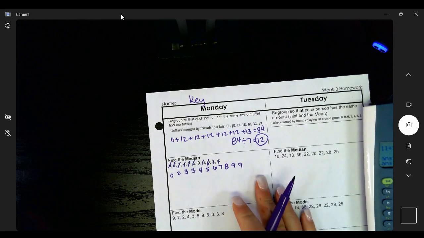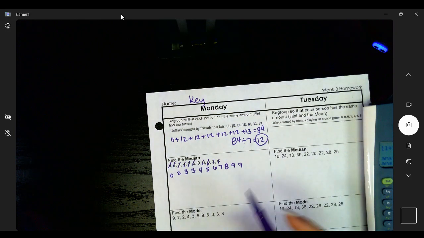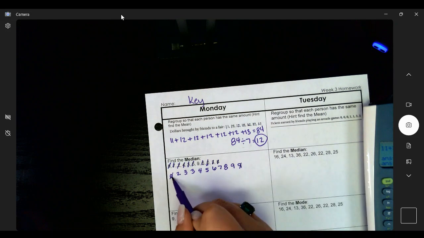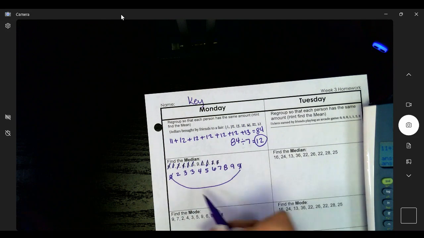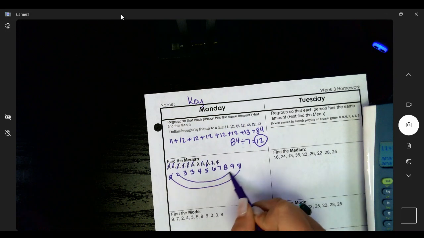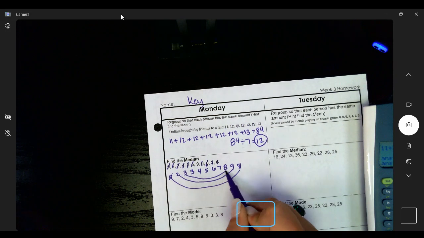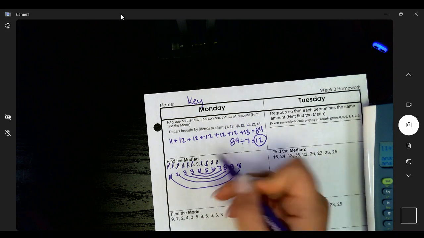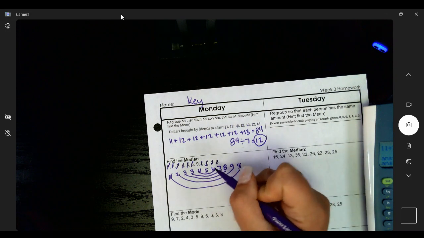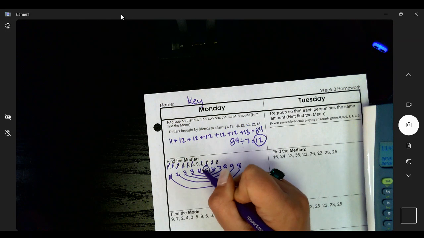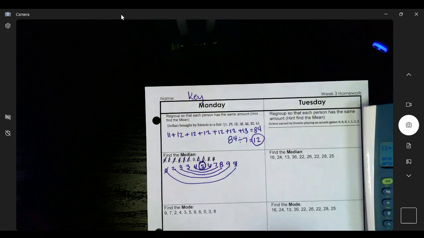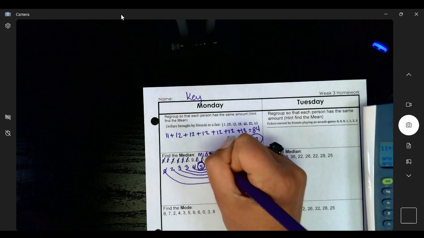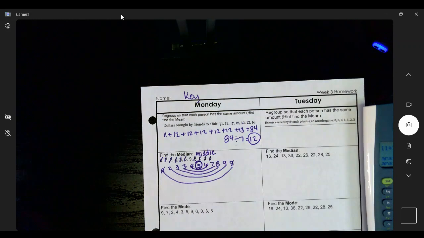And then with the median, you go back and forth until you find the middle. Some people like to cross it back and forth like this. Some people like this little rainbow method right here, so that you can see the pairing up easier. And then 5 basically doesn't have a partner to dance with. So 5 would be our median. Remember, median means the middle. So 5 would be our median.